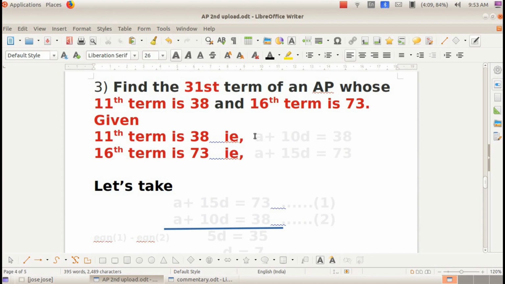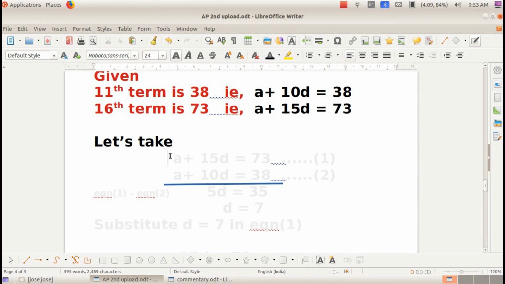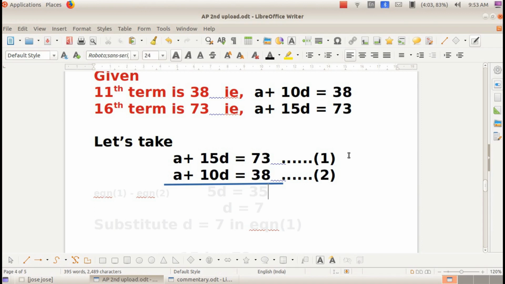Like that, the 11th term is given as 38, so we can write the 11th term is a plus 10d equal to 38, and the second condition, the 16th term, is a plus 15d equal to 73. Now we need to solve these two equations and find the values of a and d. A plus 15d equals 73 is equation number 1, and a plus 10d equals 38 is equation number 2.